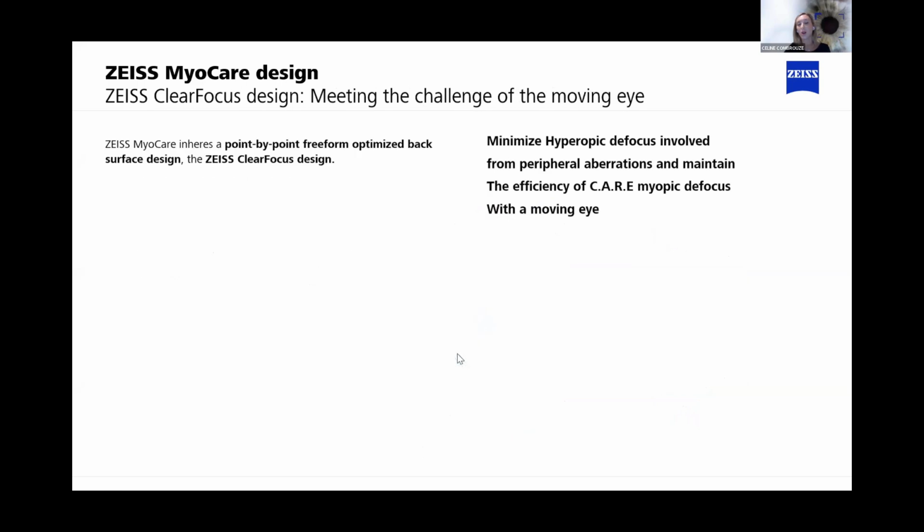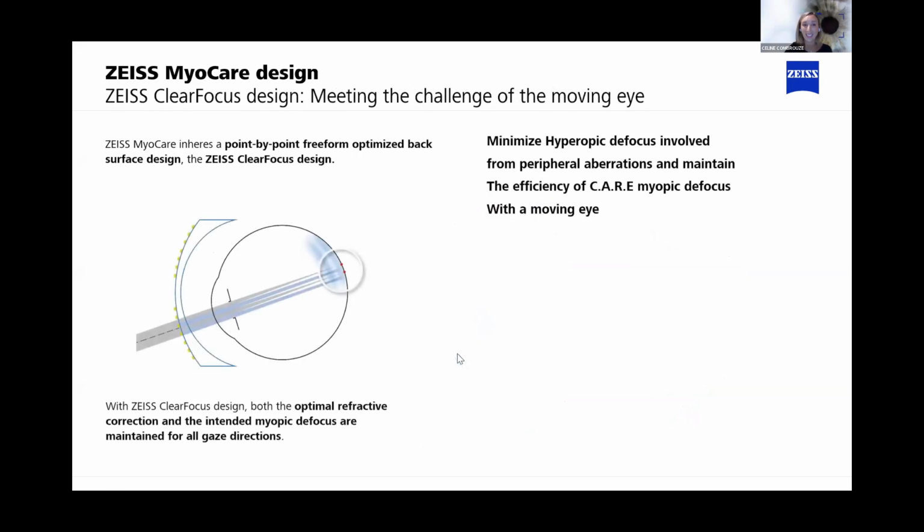We also have on the back side of the lens a second technology, which is going to minimize the hyperopic defocus, which is induced by a normal single vision lens. And this is actually what is stimulating the elongation of the eye. So it's great to have this positive power on the front surface of the lens, but we also need to minimize the hyperopic defocus. So we have a second technology, which is called the ZEISS clear focus design. It's a point-by-point free-form optimized back surface design, which is going to minimize this hyperopic defocus and maintain the efficacy of the care element in the front.